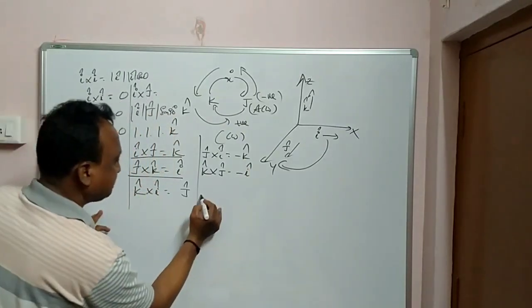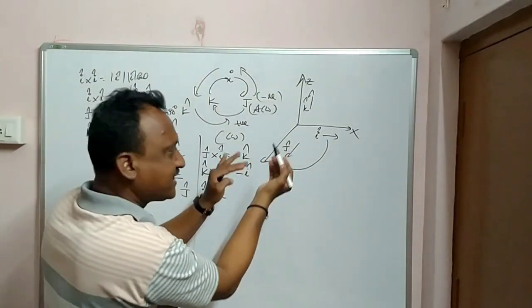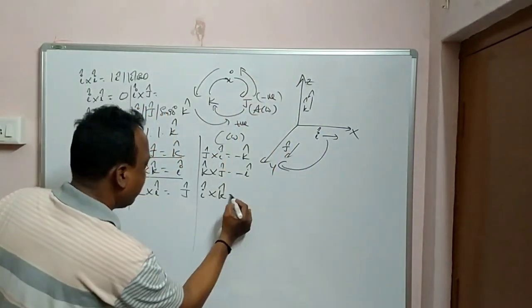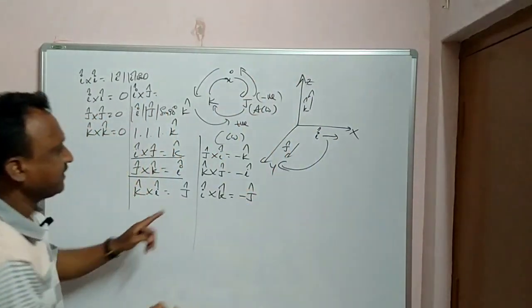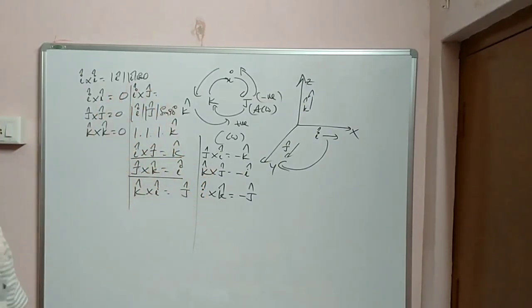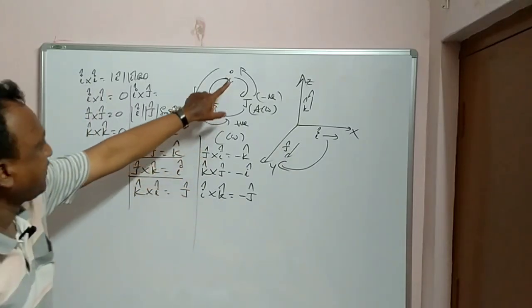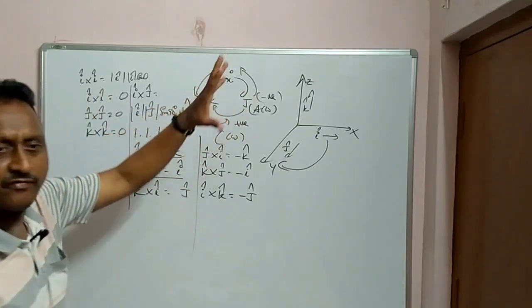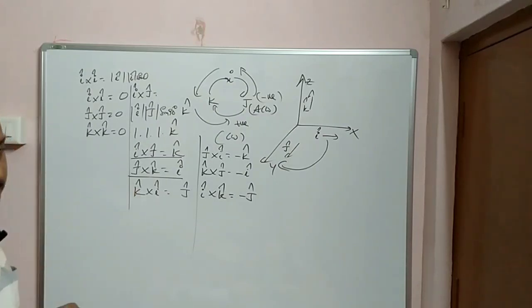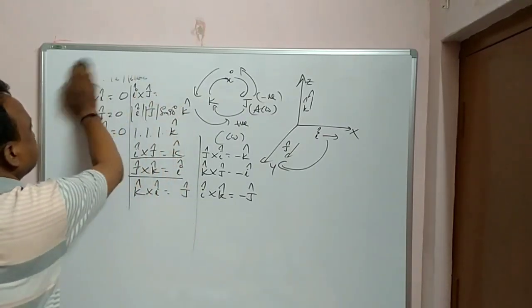The same here. k cross i clockwise, i cross k anti-clockwise. So what is the value? Minus j cap. These values, formulas are very, very important regarding the properties of cross product. If you remember this, you can apply this circle and easily find out the values for numericals. So very, very important properties, please note down.